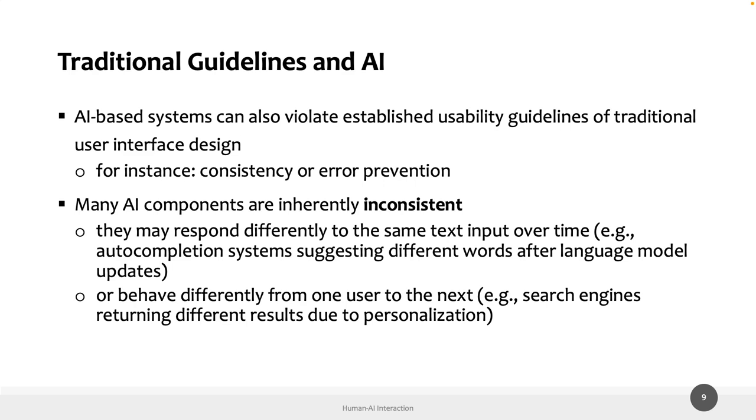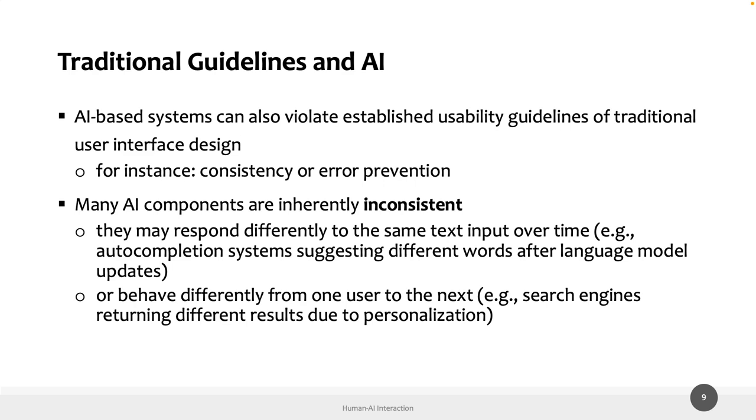Unfortunately, AI systems can violate these kinds of principles, especially consistency and error prevention, because they are not deterministic, as we have learned in the last lessons. They are inherently inconsistent. Indeed, these kinds of systems are not consistent by design. They hopefully improve over time, and sometimes you don't want to prevent errors, because maybe your system actually learns from errors. Think about, for example, reinforcement learning and technologies like that. So some established guidelines and principles of interaction design don't really apply 100% to these kinds of systems.